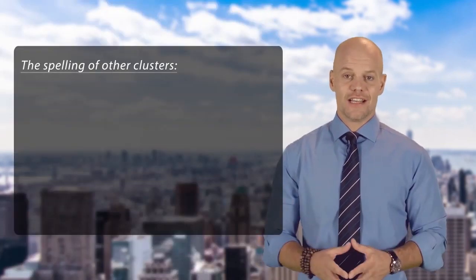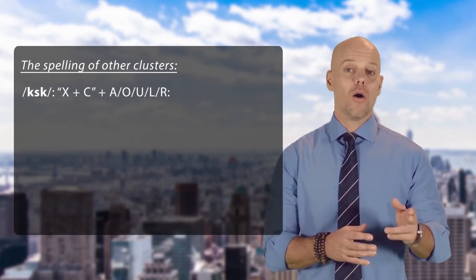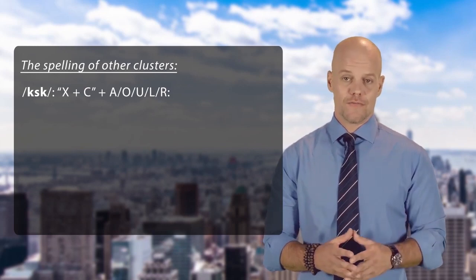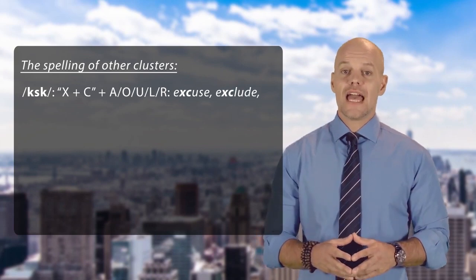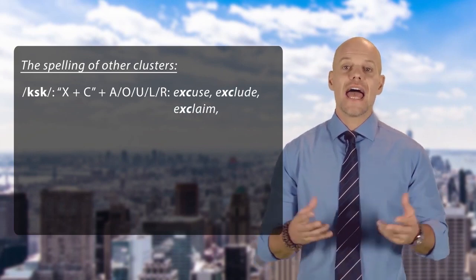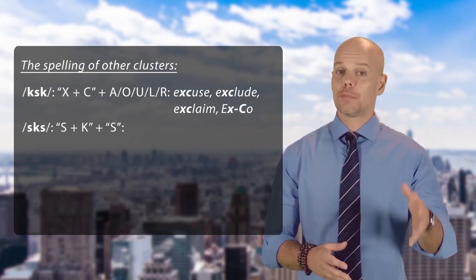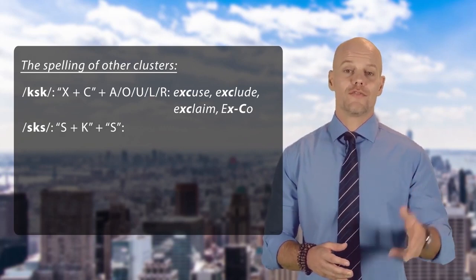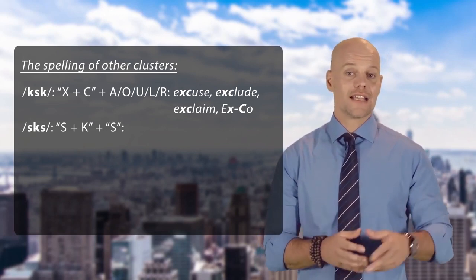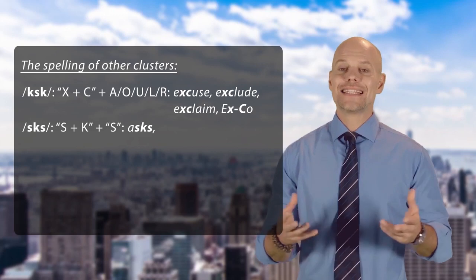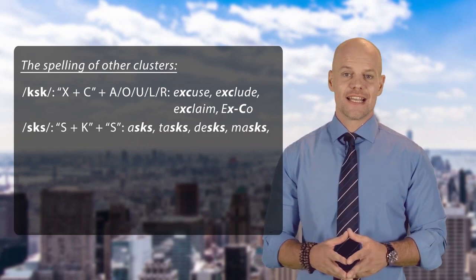The XK cluster. X plus C plus A, O, U, L, or R. Excuse, exclude, exclaim, excavate. The SKS cluster at the end of plural nouns and singular third-person verbs. S plus K plus S. Asks, tasks, desks, masks, risks.